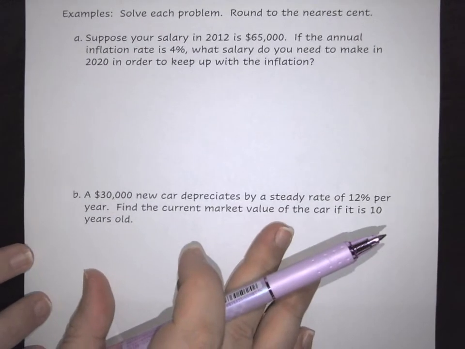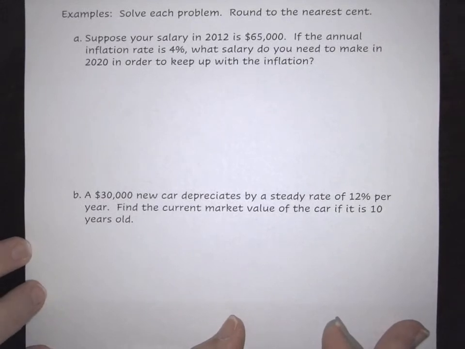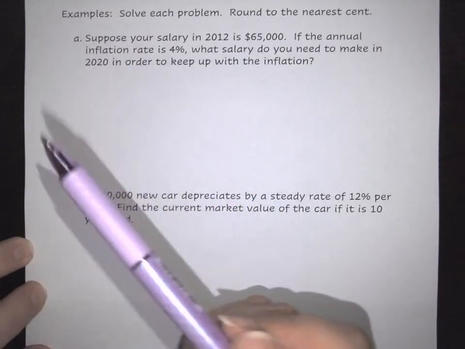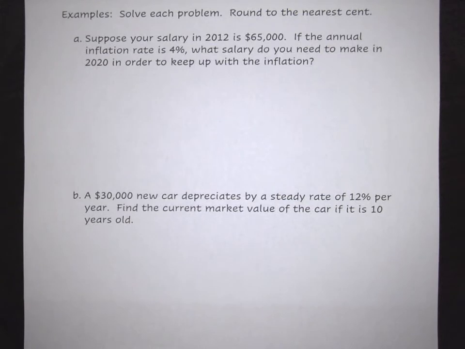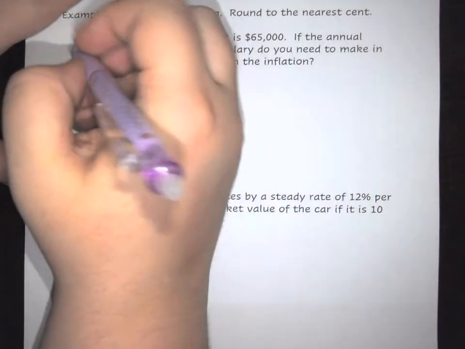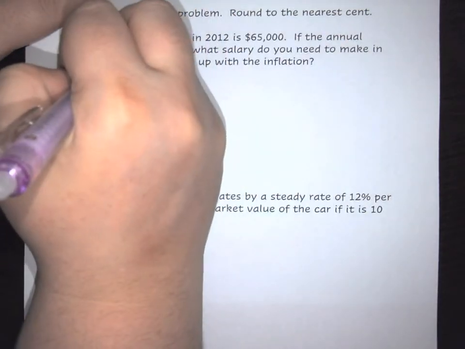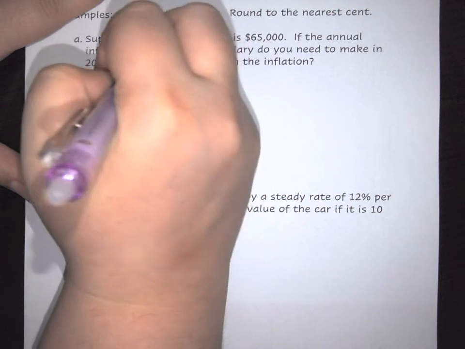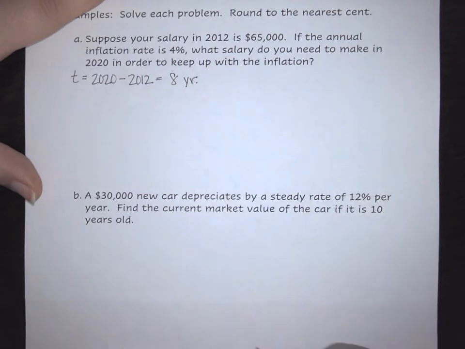Okay. So I have these two examples, one for inflation, one for depreciation. So suppose your salary in 2012 is $65,000. If the annual inflation rate is 4%, what salary do you need to make in 2020 in order to keep up with inflation? So the first thing that we have to do is calculate the years. So your T is going to be the year 2020 minus 2012, which means we're talking about an 8-year change.